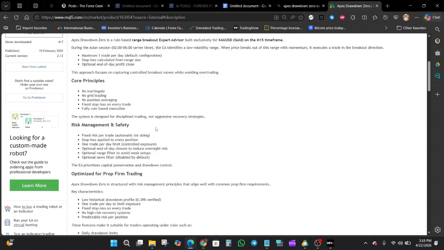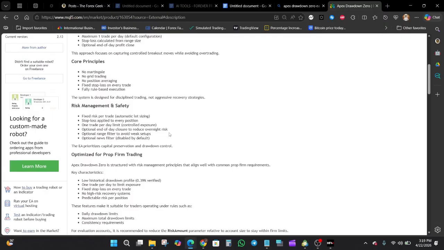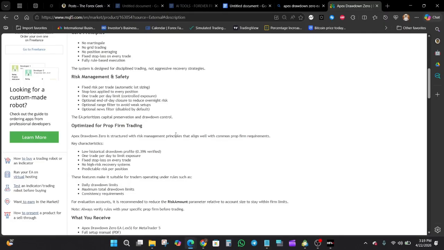All right, so there's also a range filter and optional news filter. These help avoid weak breakouts or high impact news periods. This improves trade quality, but it can also reduce the number of trades taken. And importantly, this EA uses no martingale, no grid, no position averaging. So every trade is independent with controlled risk, but also no built-in recovery mechanism.